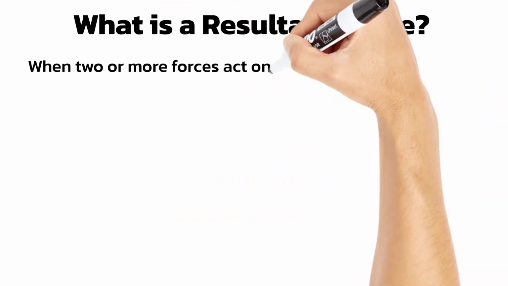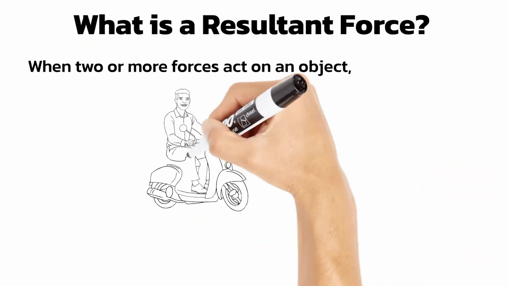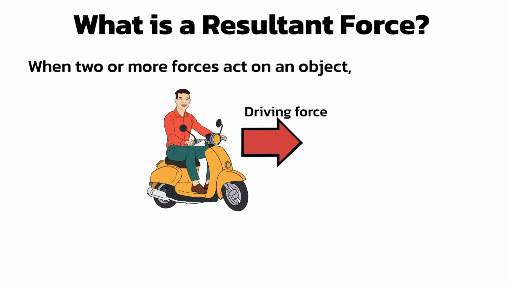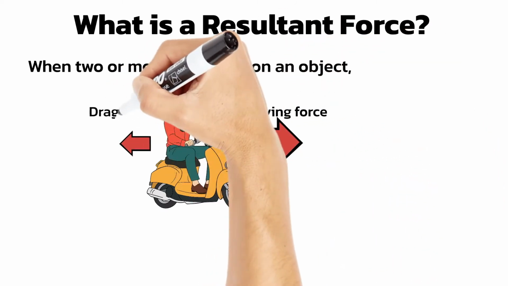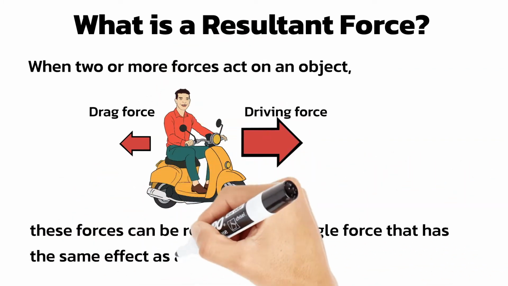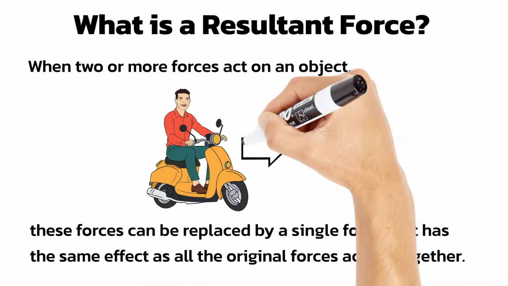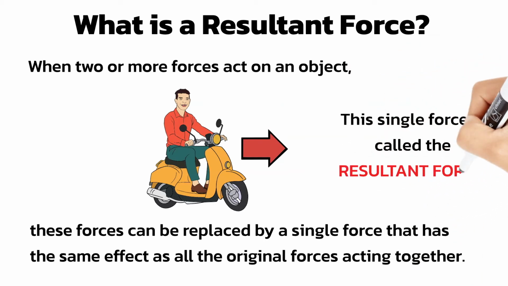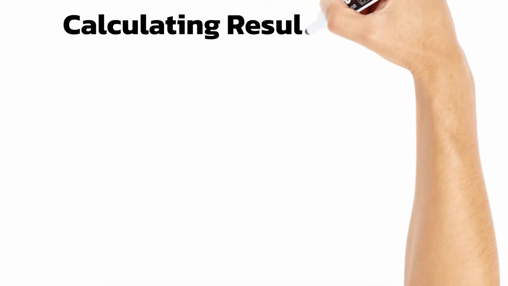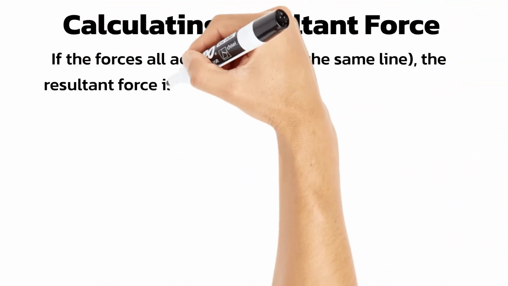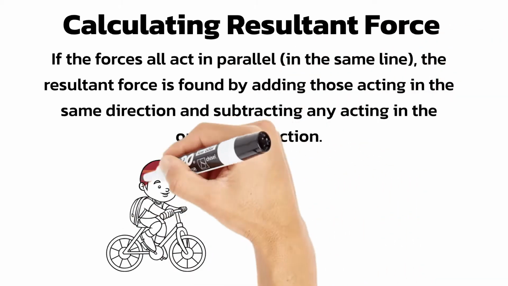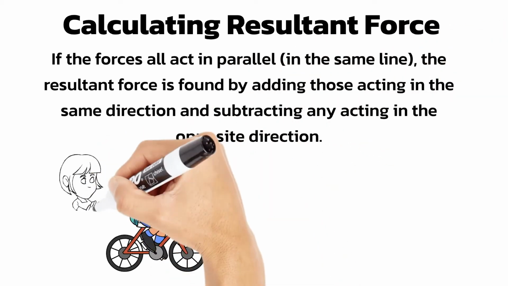When two or more forces act on an object, like the forces on this motor scooter, these forces can be replaced by a single force that has the same overall effect as all the original forces acting together. This single force is called the resultant force. If the forces all act along the same line, the resultant force is found by adding those forces acting in the same direction, and subtracting any acting in the opposite direction.